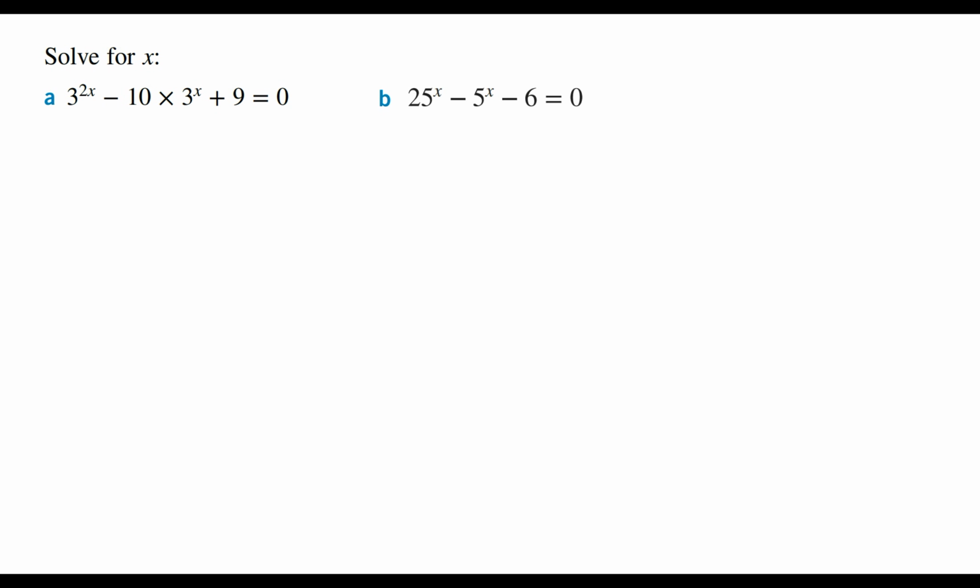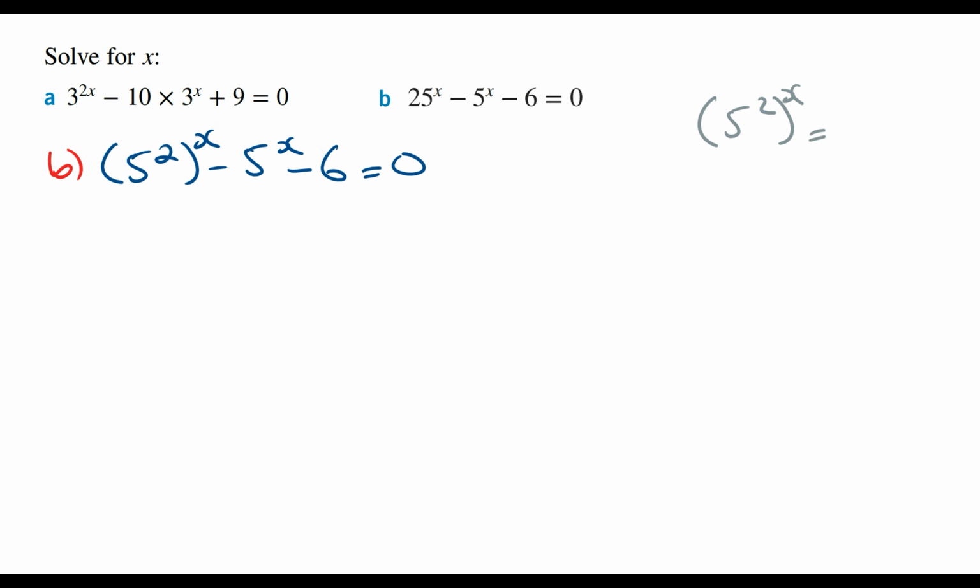Part B, 25 to the x minus 5 to the x minus 6 is equal to 0. And so just like before, we need to reduce this to a simple quadratic form. But first, let's rewrite this as 5 squared raised to the power of x minus 5 to the x minus 6 is equal to 0. Now using the index laws, 5 squared raised to the power of x is the same as 5 raised to the power of 2x, which is the same as 5 to the x squared.